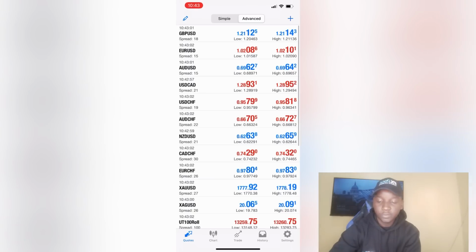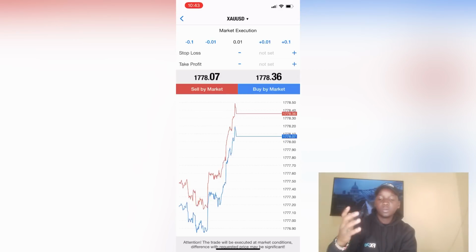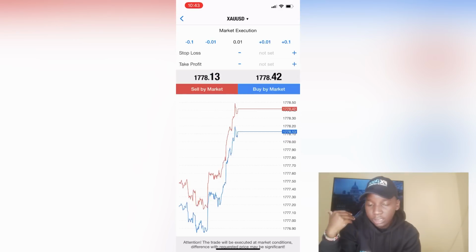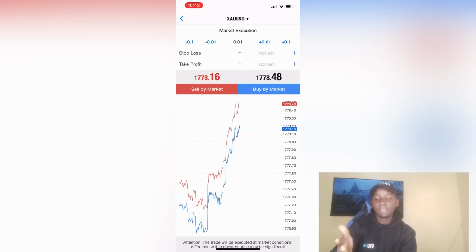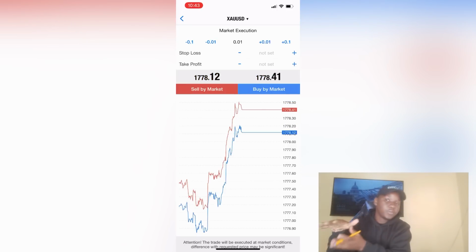For example, wow, our trades are in profit. So let's look at XAUSD. So XAUSD will be like this. I can say buy XAUSD now, the current price is 1778. And then of course I'll provide the stop loss values and the take profit values there.